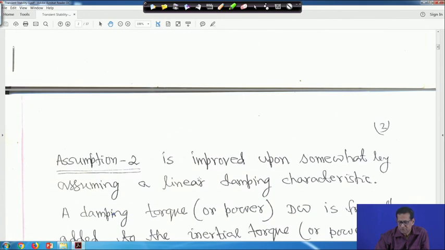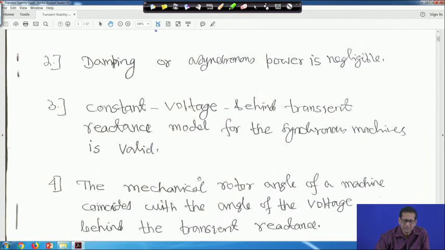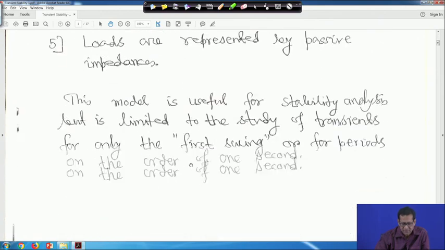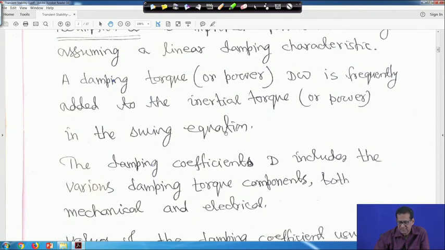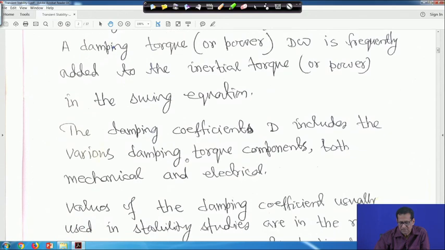Now, assumption 2 is that damping or asynchronous power is negligible. Assumption 2 is improved upon somewhat by assuming a linear damping characteristic. A damping torque or power, the D omega that we have seen previously, is frequently added to the inertial torque or power in the swing equation.